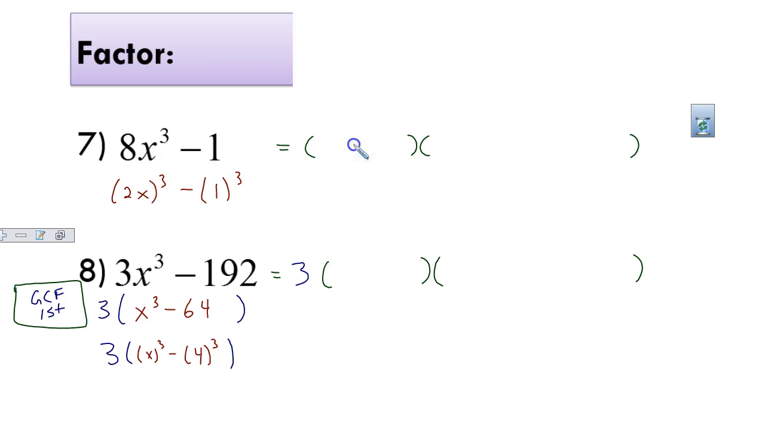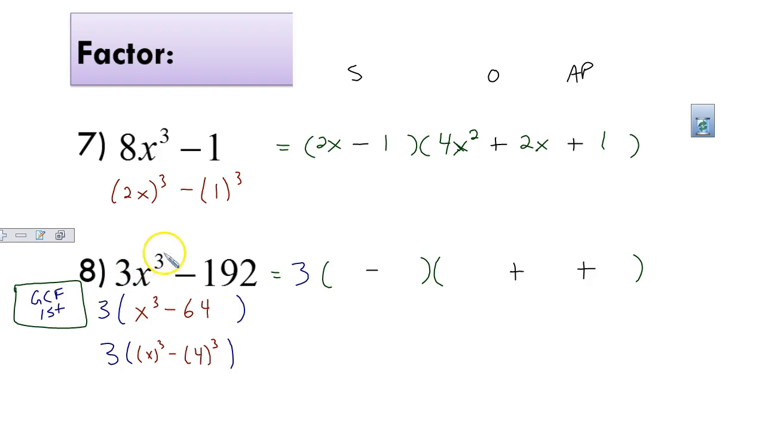We'll start with our SOAP. Same, opposite, always positive. Same, opposite, always positive, right? In the second example here, number 8, we've got same, opposite, always positive. Now I'm going to apply the pattern to get 2x minus 1. I square 2x to get 4x squared. Multiply 2x times 1 to get the middle part. And then square 1 to get 1.